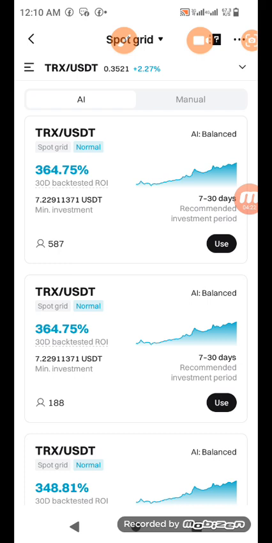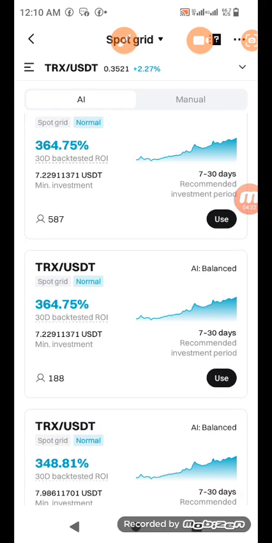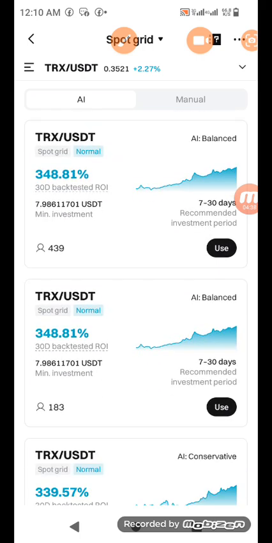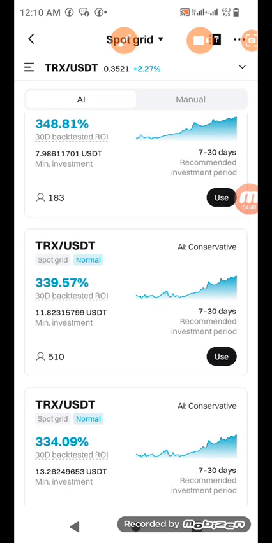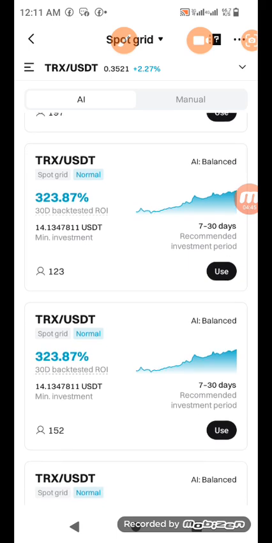Now, having clicked on TRS, pay attention. You're going to see a lot of things, and I will explain all of these things one after the other. This TRS says 7.229 USDT is the minimum you can start with. This one is 7.9, almost the same rate. This one is $11. This one is 13, this one 14. So you need to consider all of these things.